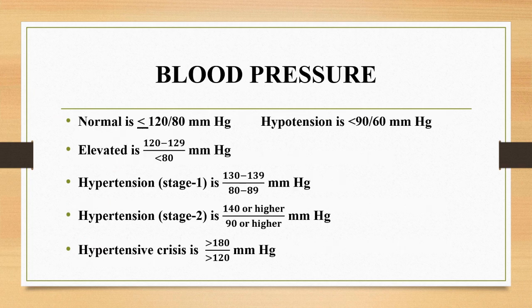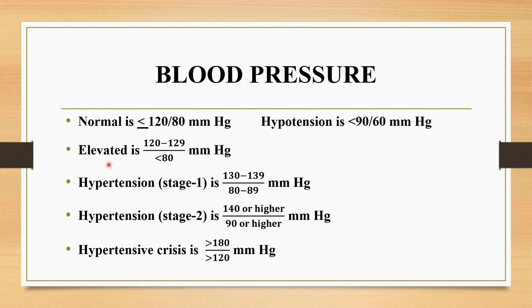In this slide, we can see about the readings of blood pressure. So, the normal blood pressure is less than or equal to 120 over 80 millimeter of mercury. If the blood pressure is low, that is known as hypotension. If the blood pressure is high, that is known as hypertension. So hypotension is if the blood pressure is less than 90 over 60 millimeter of mercury.